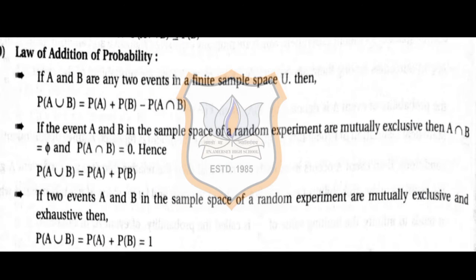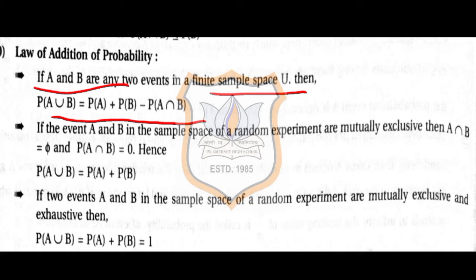Today we will do exercise 1.3. Now in exercise 1.3 we have to use the formula of addition of probability. Let's understand that. If there are two events A and B of a finite sample space U, then the addition of probability, that is P(A union B), is given by P(A) plus P(B) minus P(A intersection B). This probability means any one of the two events is likely to happen.